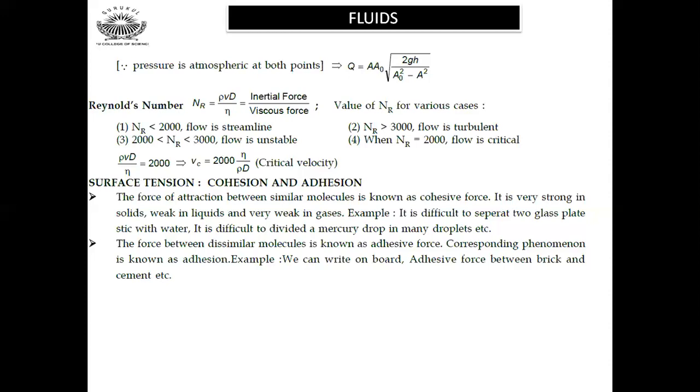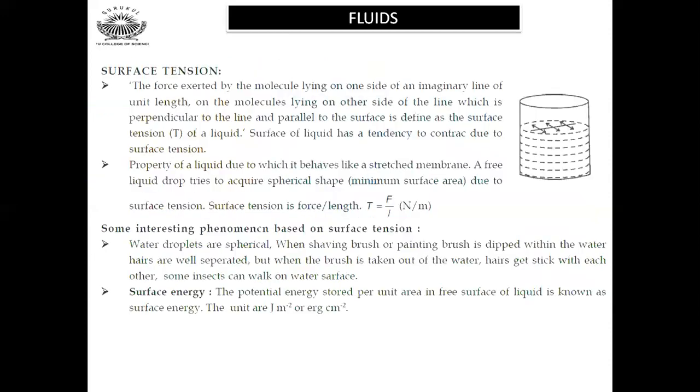Now surface tension. The force of attraction between similar molecules is known as cohesive force, and the force of attraction between dissimilar molecules is called adhesive force. So now what will happen is the free surface of a liquid will try to behave as if it is in tension, and this property of a liquid due to which it behaves like a stretched membrane is called surface tension. So because of surface tension, the liquid will try to occupy the minimum surface area.